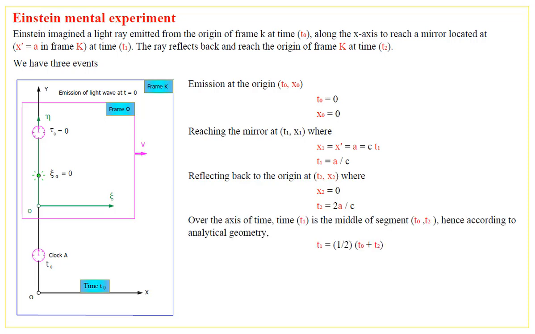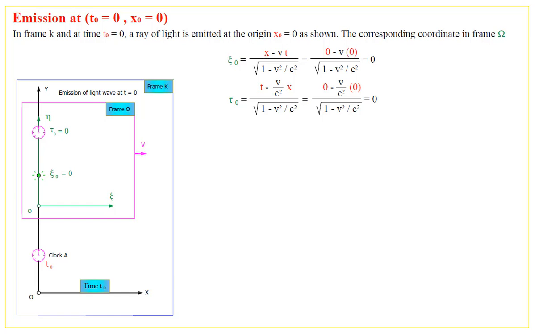Over the axis of time, t1 is the middle of segment t0, t2, hence according to analytical geometry. Emission at t0 equals 0, x0 equals 0. In frame k and at time t0 equals 0, a ray of light is emitted at the origin x0 equals 0, as shown. The corresponding coordinates in frame omega.